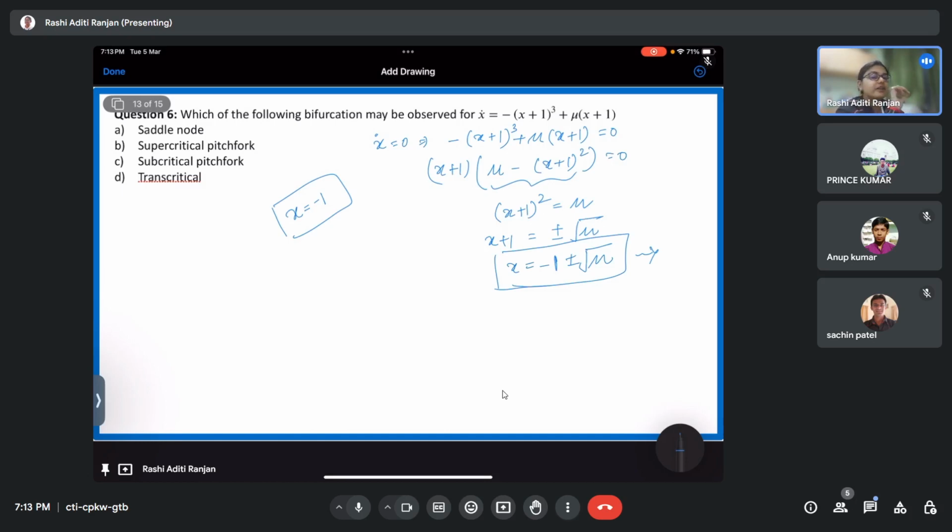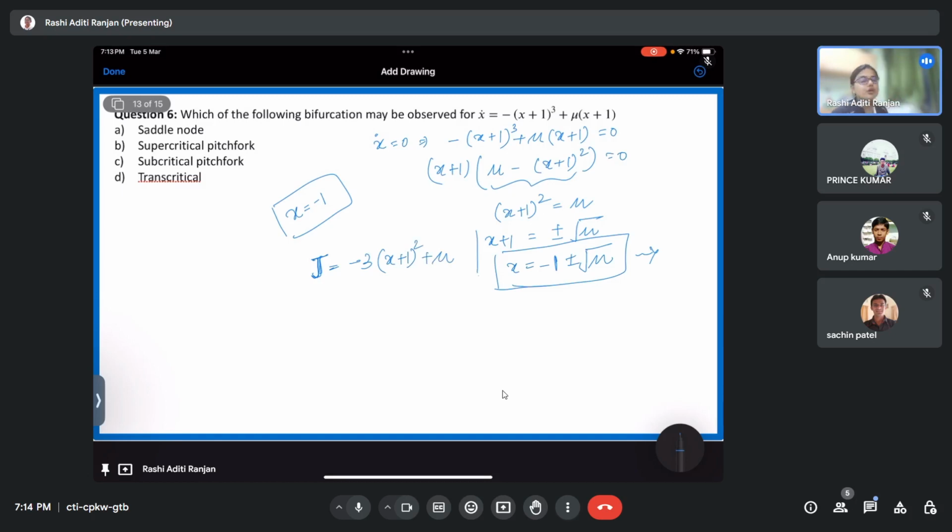So it is essential that you identify what the critical point is. It is 0. Now I have to find out which kind of bifurcation is occurring over here. So what would I do? Definitely I'll find the Jacobian. However, if you see the equation, you can actually predict which kind of bifurcation it is, because it is a very simple equation. However, I'll just take this. So I'll have the Jacobian as minus 3 times (x plus 1) square, plus mu. So this is my Jacobian.